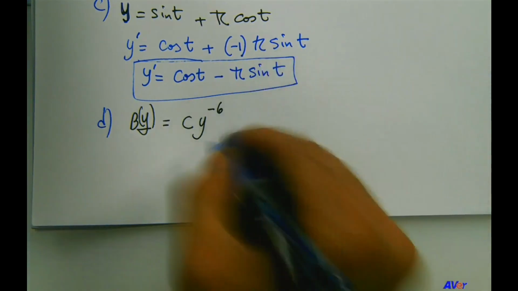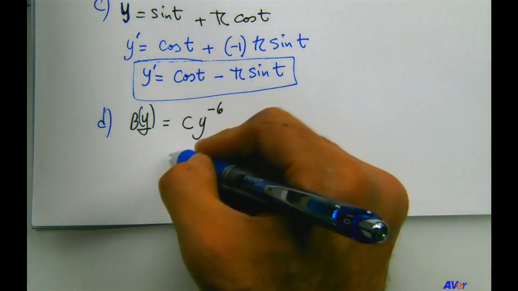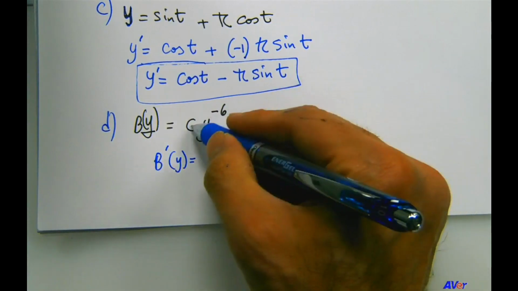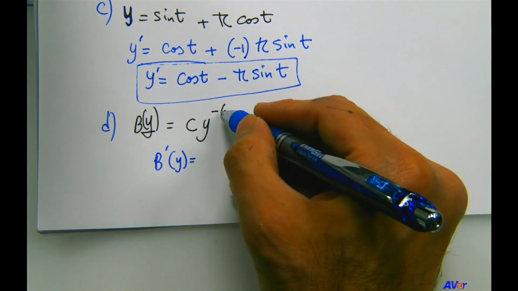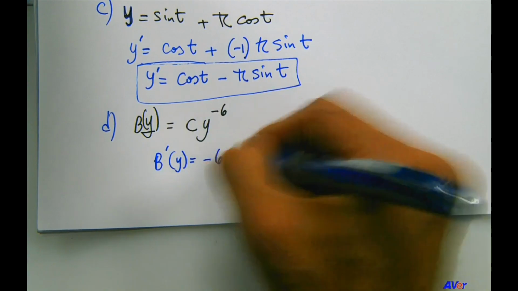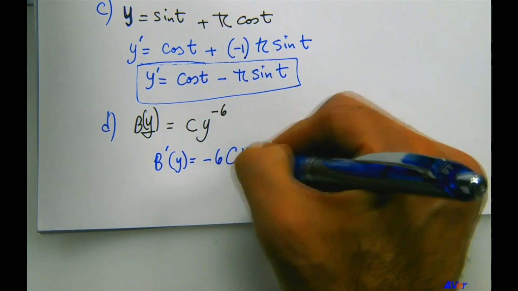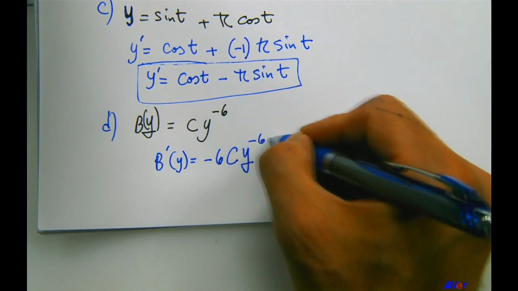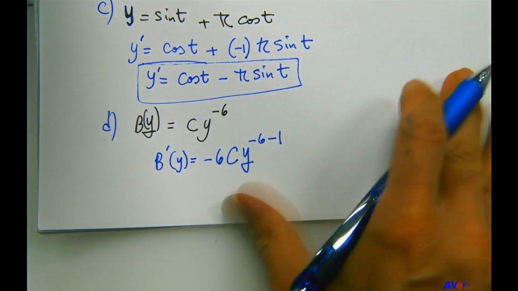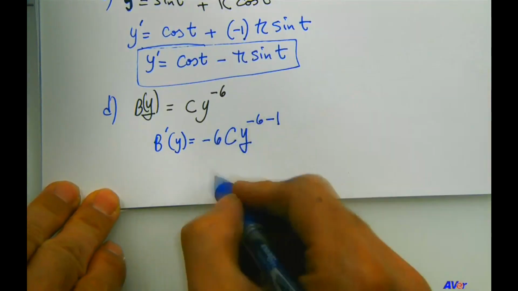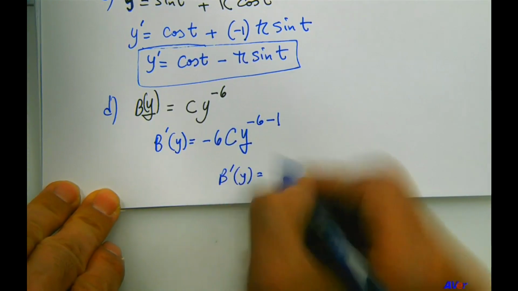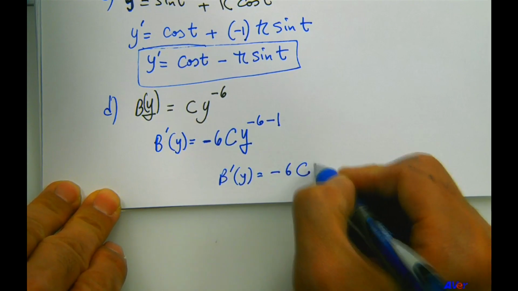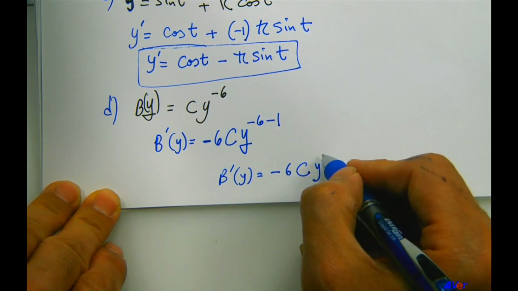Okay, so the derivative of this would be b prime of y equals, this c is already in front, let's bring the minus 6 down, times c, y, and then minus 6, we have to reduce this by 1, right? So let's simplify this. b prime of y is equal to minus 6c times y to the minus 7 power.